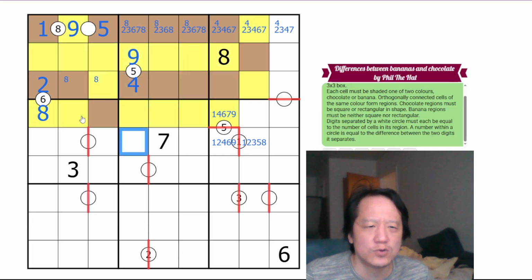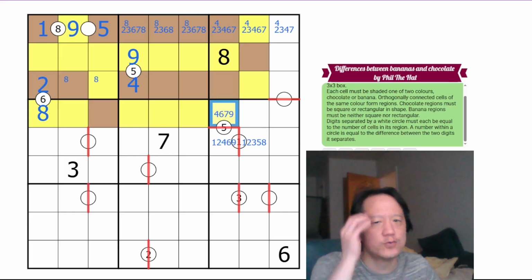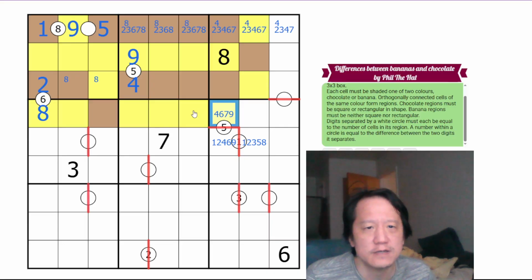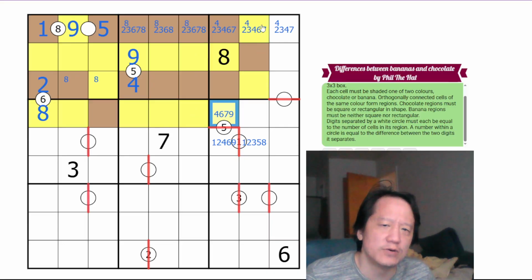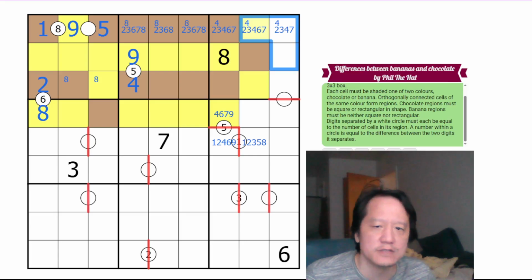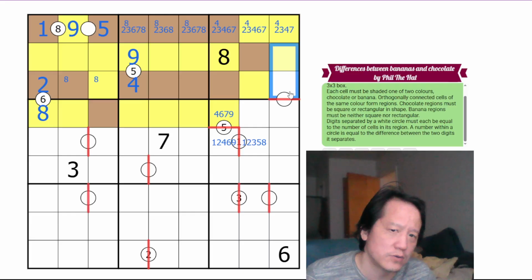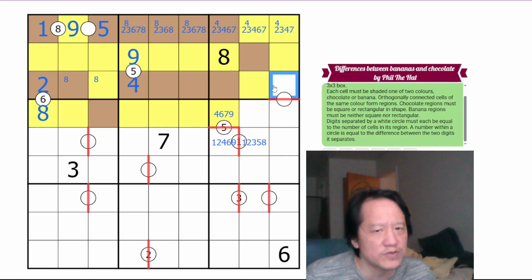This is size 4. We have 8 here. This is yellow, and it cannot be 1. It could be 4, 6, 7, or 9. Yellow cannot be a square, so it can't be a singleton. It has to be at least these 3. This is a square, that's fine. This could be yellow here. It could be brown. One of these is yellow, one of these is brown.